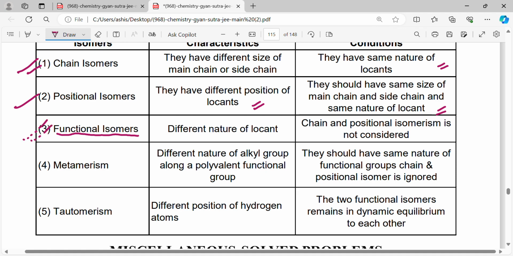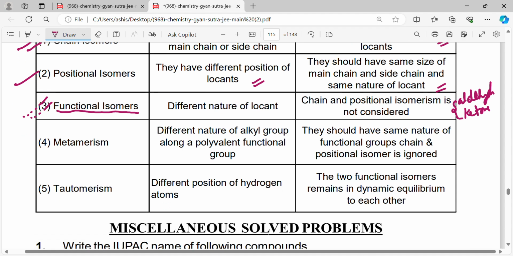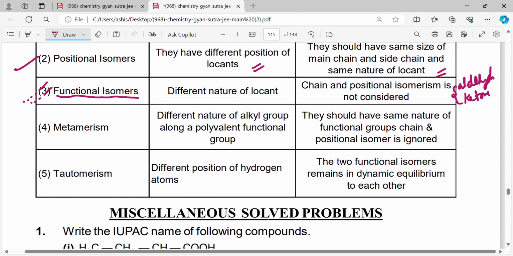So if the molecular formula is the same but the functional group is different, then they will become functional isomers. There are some family pairs which form functional isomers. For example, aldehyde and ketone are functional isomers. Similarly, ether and alcohol are also functional isomers. Then carboxylic acid and ester are also functional isomers. Then 1 degree, 2 degree, and 3 degree amines are also functional isomers to each other.